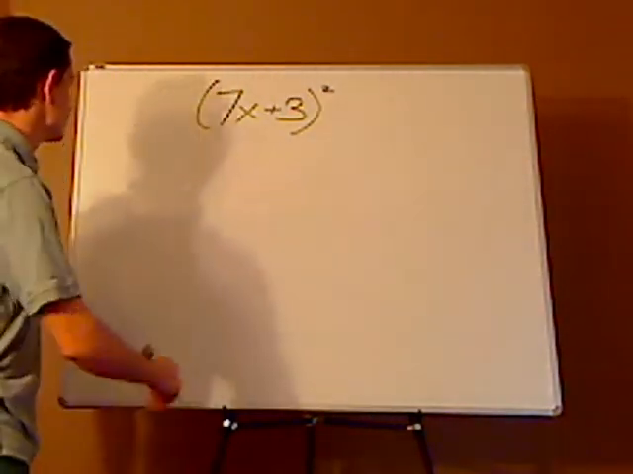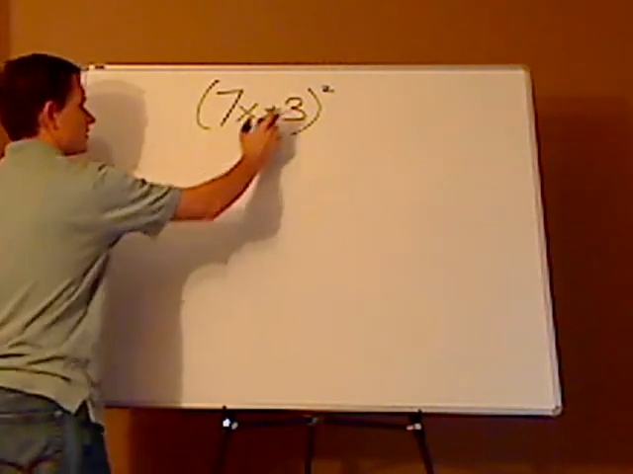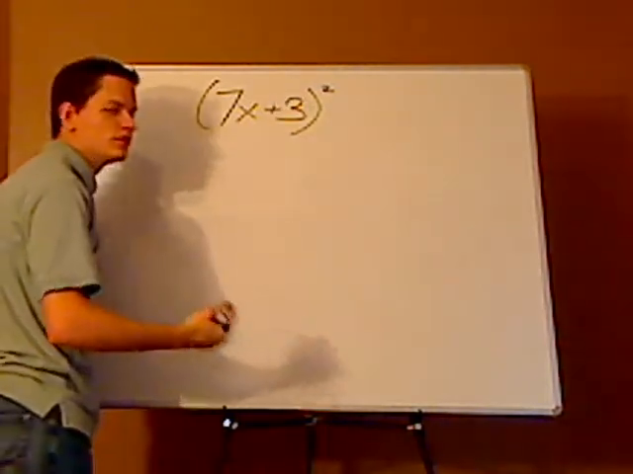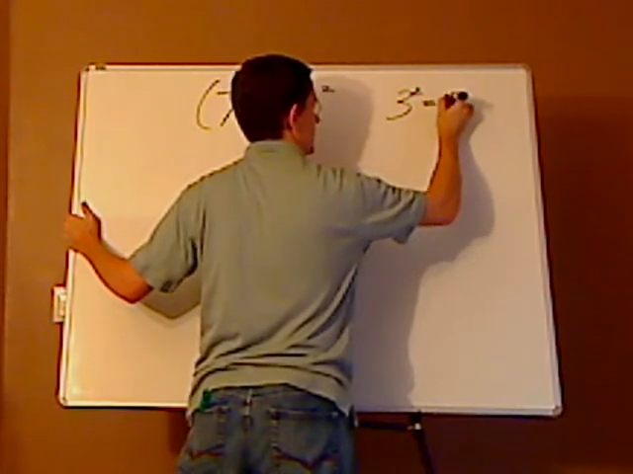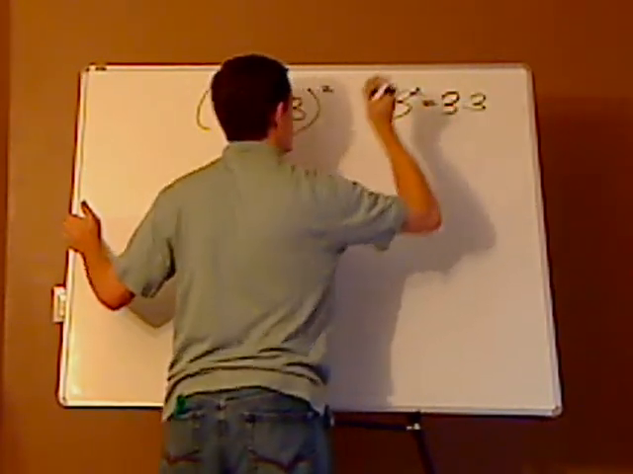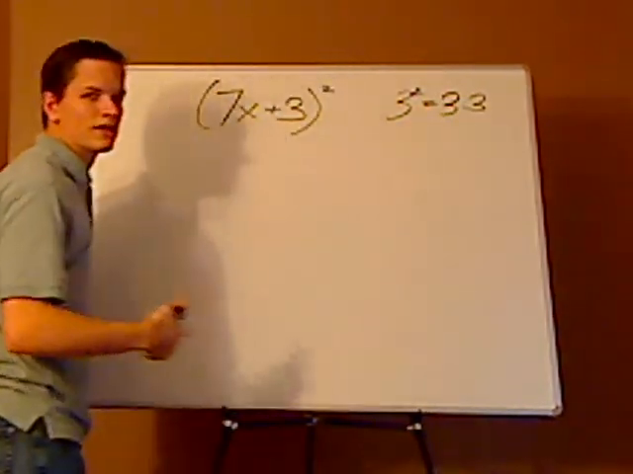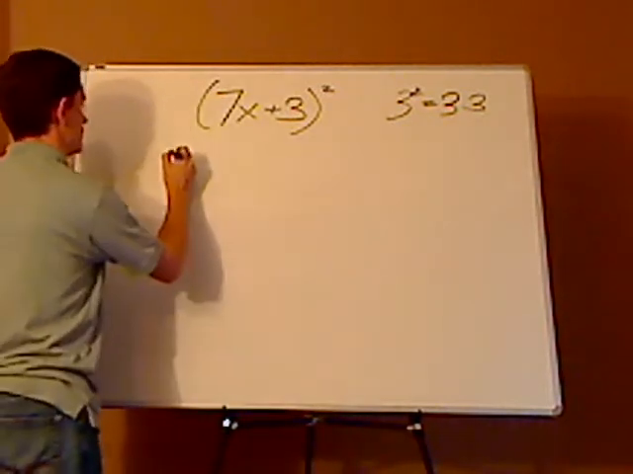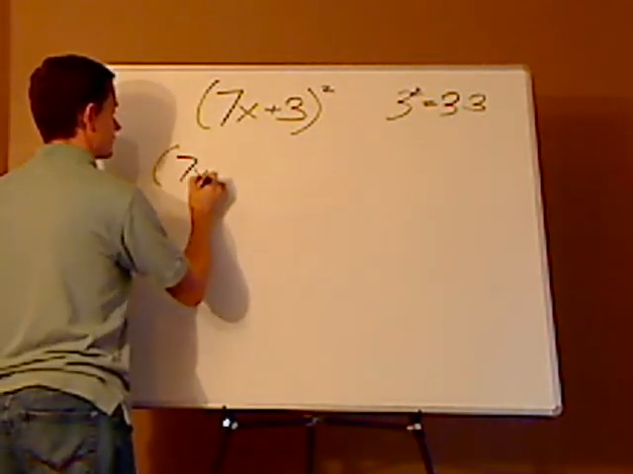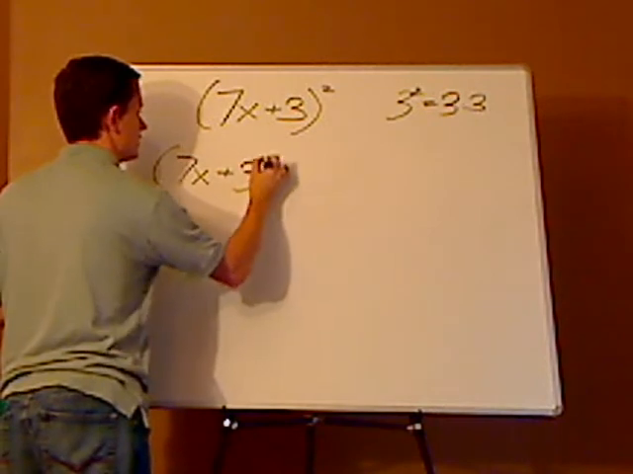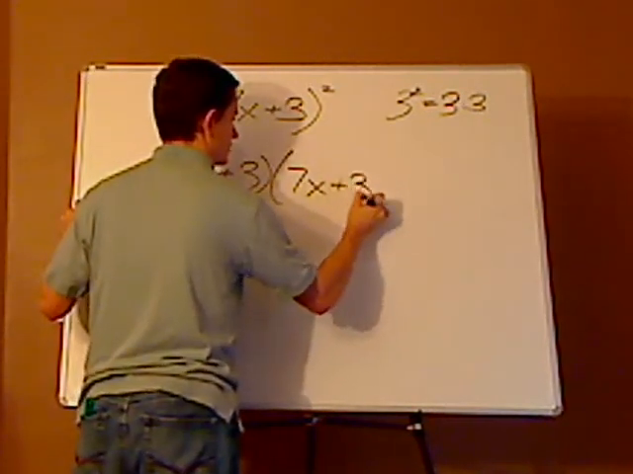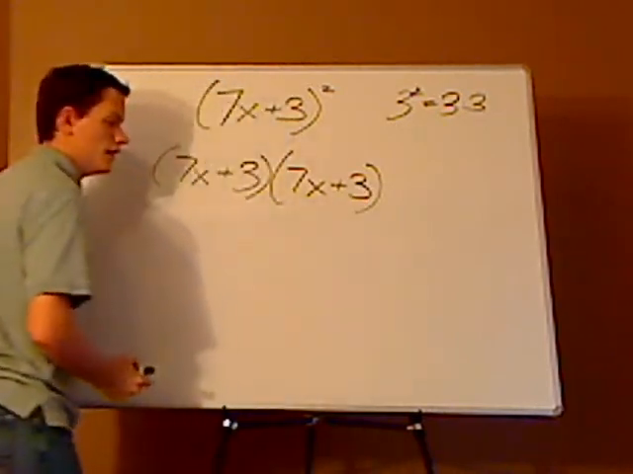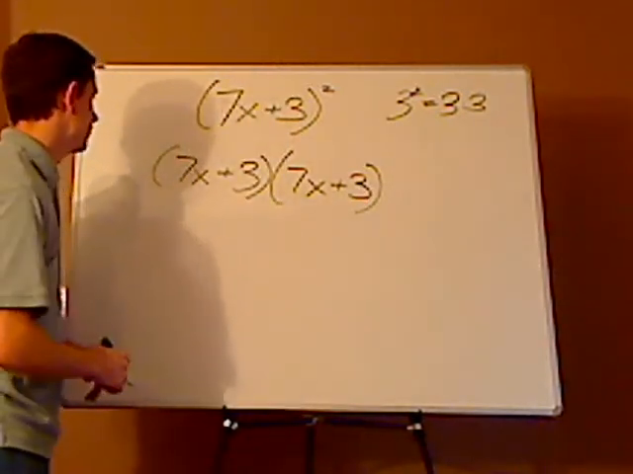One way is simply by rewriting it. So this is a square. When you have 3 squared, that's the same as saying 3 times 3. You're just multiplying by itself twice. So it'd be 7x plus 3, 7x plus 3. And then you just FOIL.